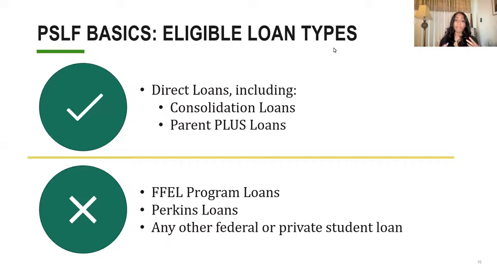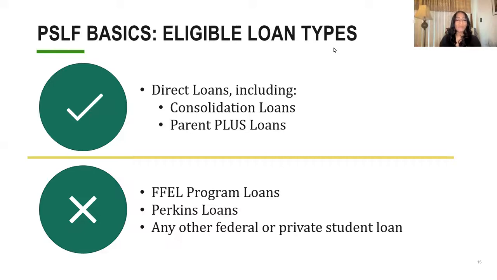It doesn't include something called FFELP program loans. These are Federal Family Education Loan program loans. These are loans that were originated by private institutions, but guaranteed by the federal government. So they may have been originated by someone like Sallie Mae or Wells Fargo, a private lender. It also doesn't include Perkins loans. These are loans that are originated by institutions of higher education and guaranteed by the federal government. And it doesn't include any other federal or private student loan. What's interesting is that back when Congress created this program in October 2007, it was only for direct loans. But the bigger loan program was the FFELP program. There were more FFELP borrowers than direct borrowers at the time.